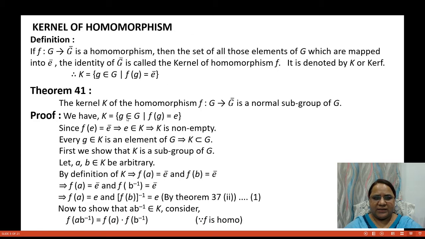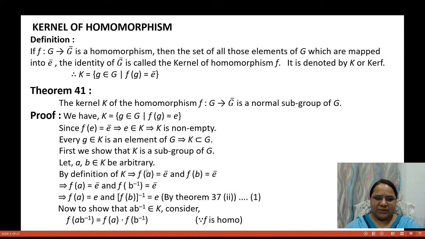So let's write the definition of the kernel of homomorphism first. This condition you have to take in the beginning. Since f of e is equal to e bar, where e belongs to K, K is non-empty, and every element of K is an element of G, so K is a subset of G. First, we'll show that it is a subgroup of G, then we'll prove that it is a normal subgroup.